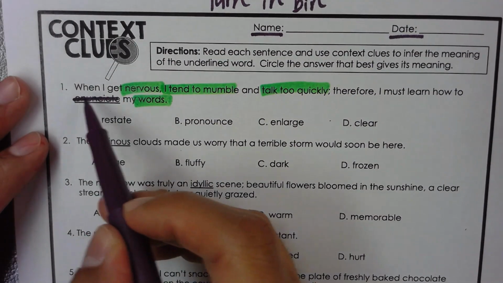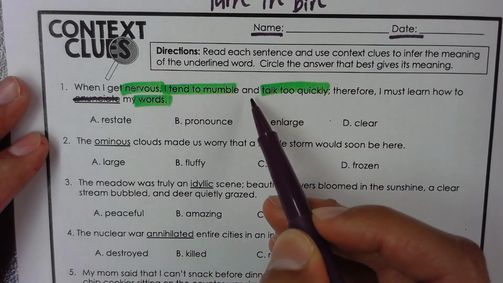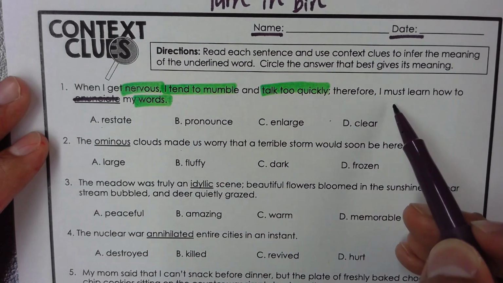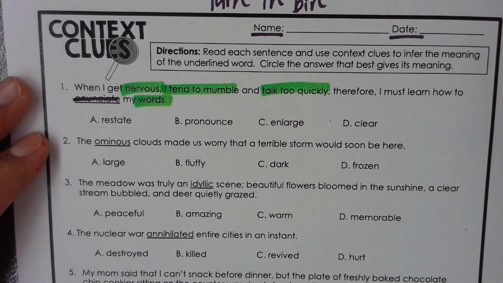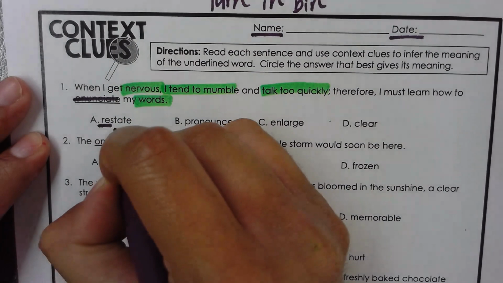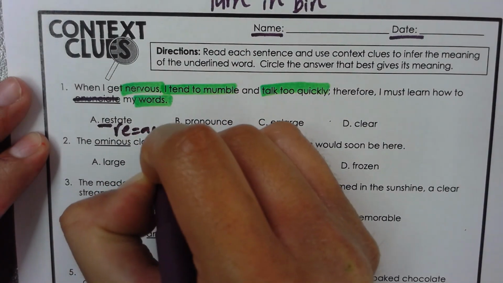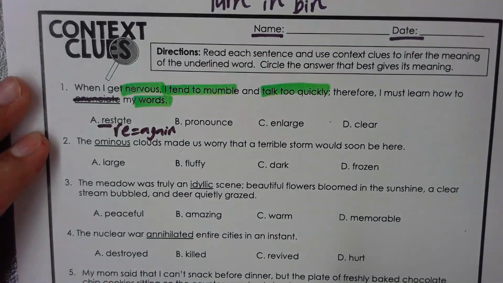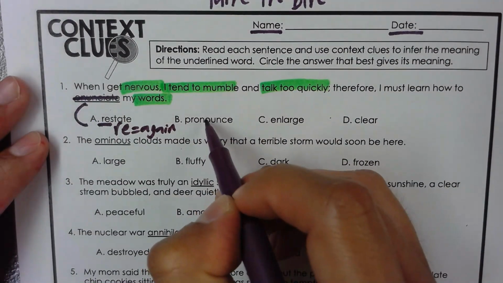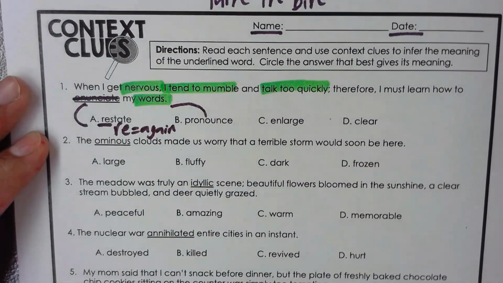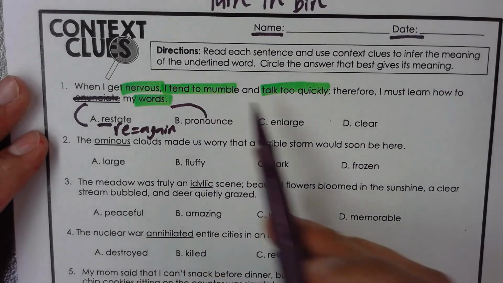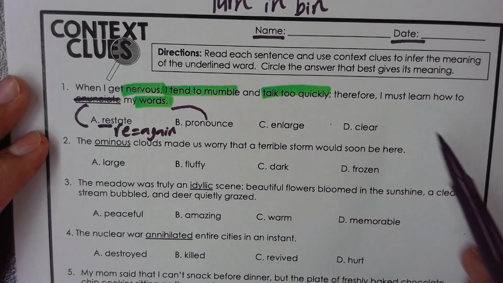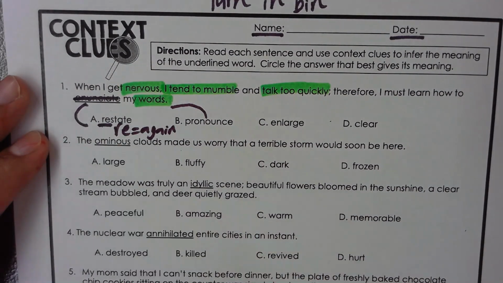Like this: when I get nervous, I tend to mumble and talk too quickly. Therefore, I must learn how to restate my words. Are you going to restate your words, saying them again? Remember, the prefix re means again. Are you going to pronounce your words, enlarge, or clear? When I get nervous, I tend to mumble and talk too quickly. Therefore, I learn how to clear my words.